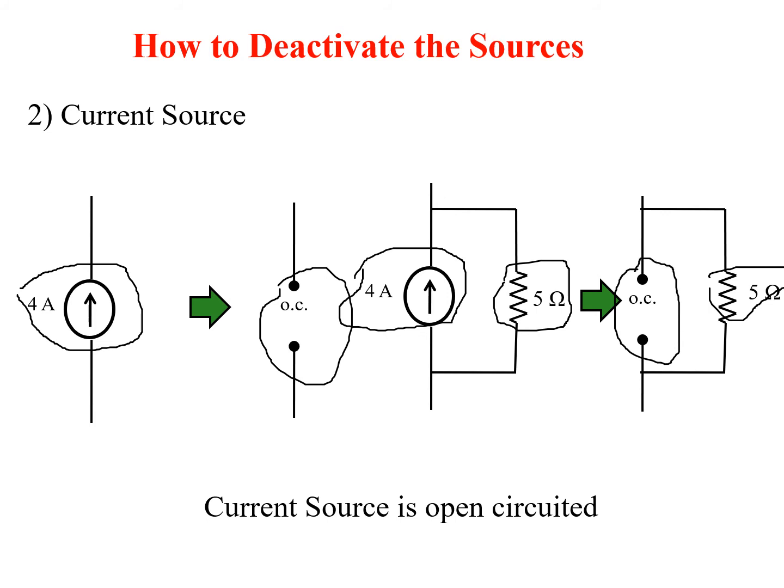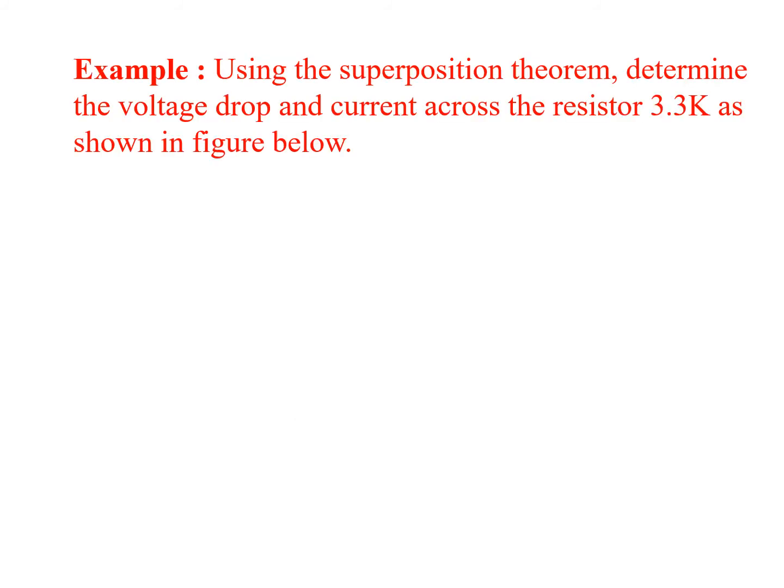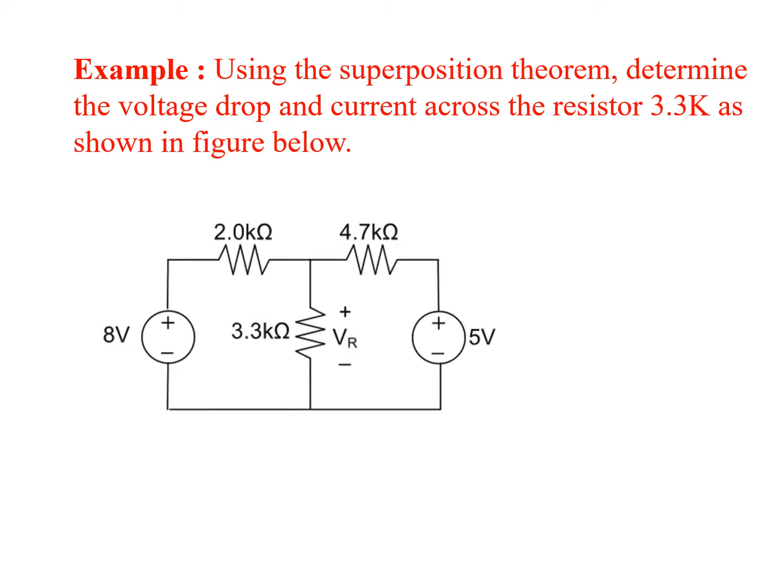So to deactivate the current source, we will basically replace the current source with the help of the open circuit. Now I have considered a simple example to understand the basic concept of superposition theorem. So using superposition theorem, we have to solve this numerical.